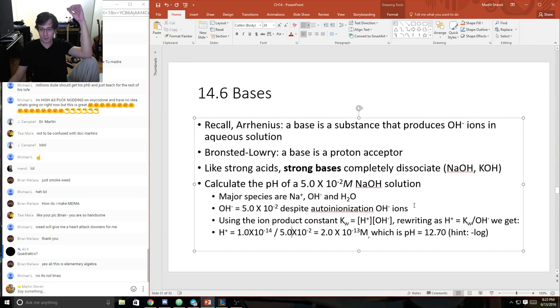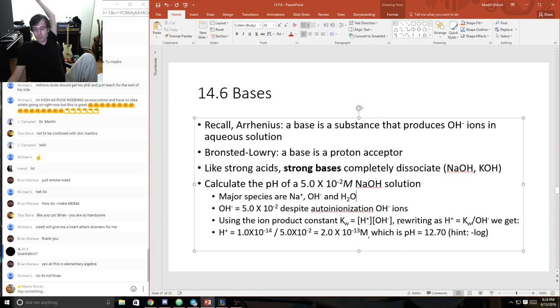Well, we know that there's autoionization, but the OH ion is 5.0 times 10 to the negative second, which is vastly more than what we're going to get from autoionization, which is 1 times 10 to the negative seventh. So we're going to ignore the autoionization hydroxide ions. And using the ion product constant Kw, which we know is 1.0 times 10 to the negative 14th, equal to the amount of protons times hydroxide ions, and we know how many hydroxide ions there are.